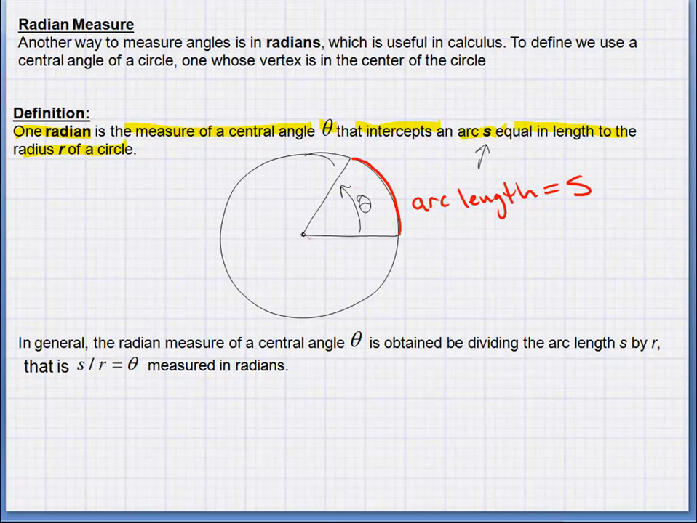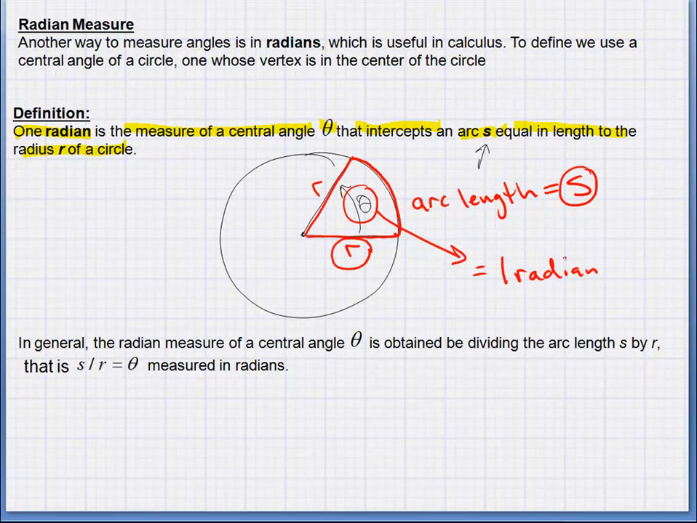Well, this distance right here is r. That's the radius of the circle. This is also r, right? When you have a circle, the radius is the same all the way around. When this distance is equal to this distance, this angle will be equal to 1 radian.